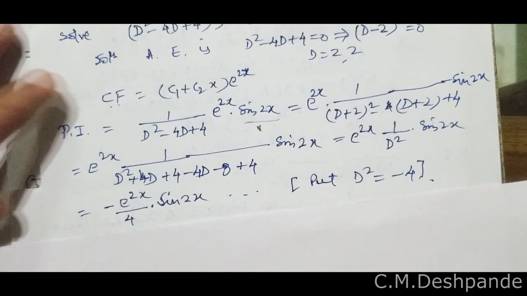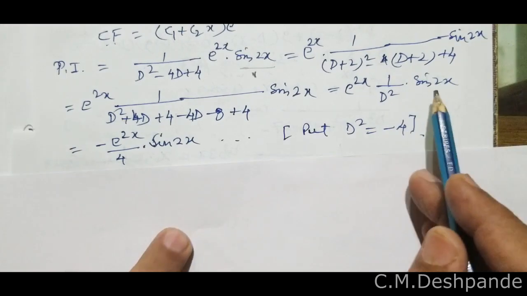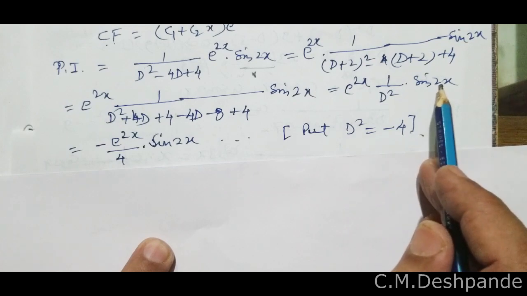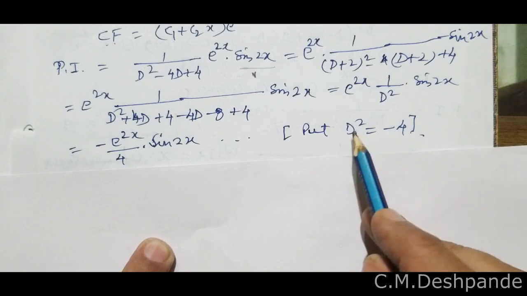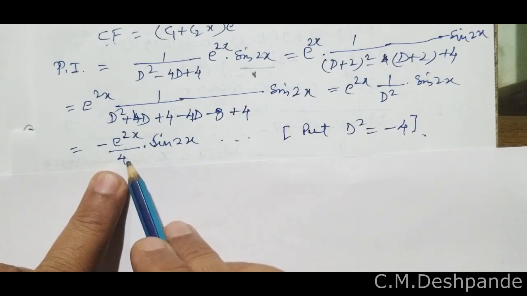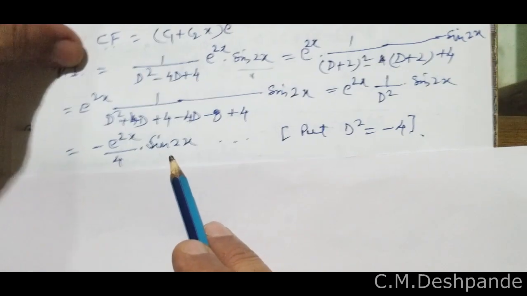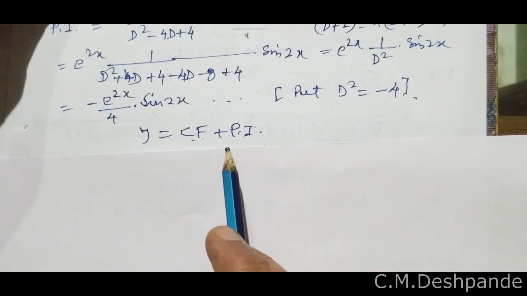Now to operate 1 upon D square on sine, replace D square by minus a square, using shortcut method number 3. So a equal to 2, a square equal to 4 and minus a square equal to minus 4. So replace D square by minus 4. That gives minus e raised to 2x upon 4 into sine of 2x. This is PI. And finally, the solution is given by y equal to CF plus PI.